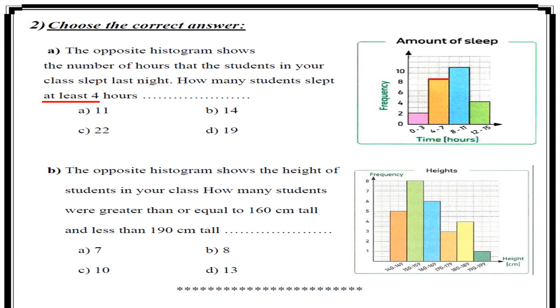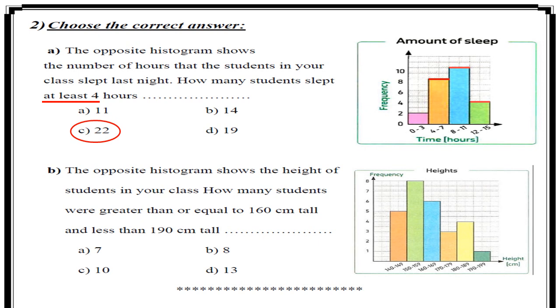So here in the histogram, I have from 4 to 7 hours, 8 students, and from 8 to 11 hours, 10 students, and from 12 to 15 hours is 4 students. So the total number of students is 8 plus 10 plus 4, which is equal to 22 students.